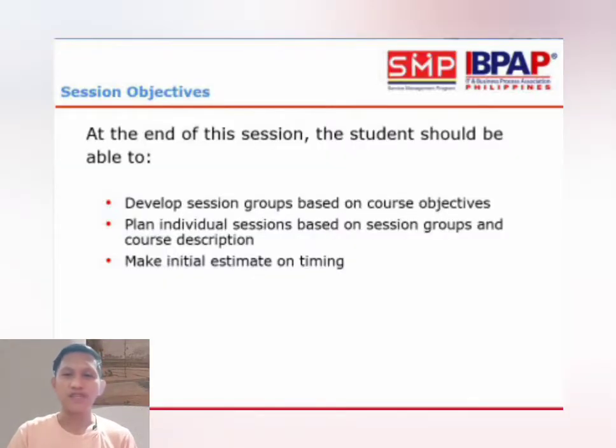And at the end of these sessions, the student should be able to develop a session group based on a course objective, plan individual sessions based on a session group and course descriptions, and lastly, make initial estimates on timing. So that's what the students must do after discussing developing a course outline.